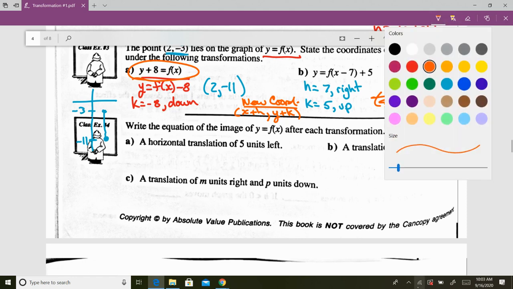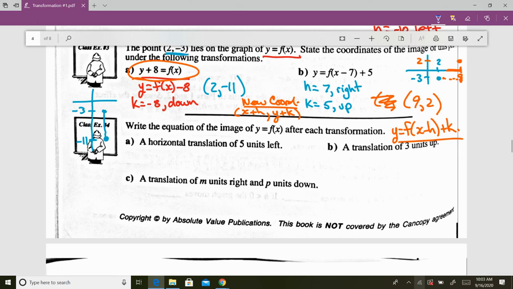So in the first one, it says we do a horizontal translation of 5 units left. So is that h or k? That's h. And we went left. So is h positive or negative? Negative. So our h value is -5. If I don't say anything about going up or down, the vertical translation, what is k? 0. Okay.